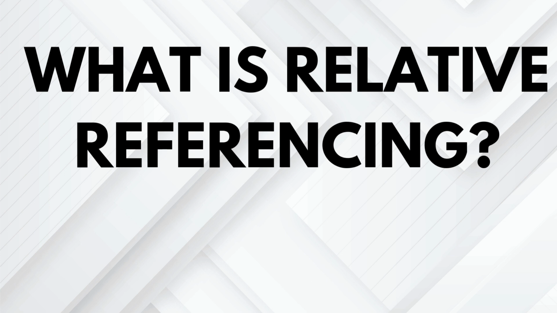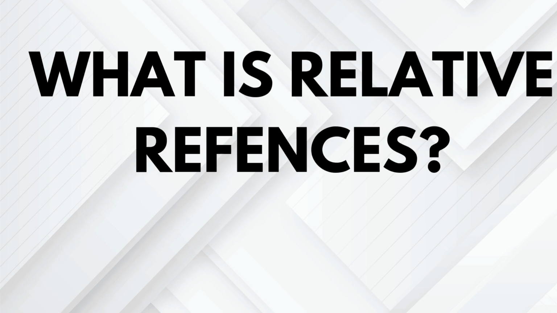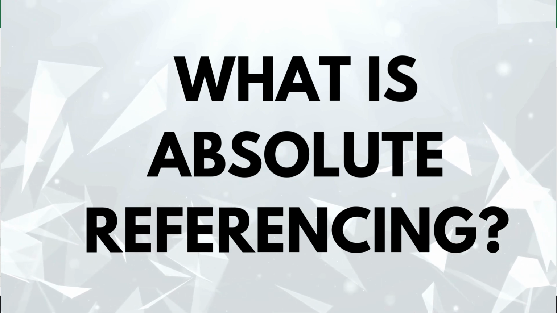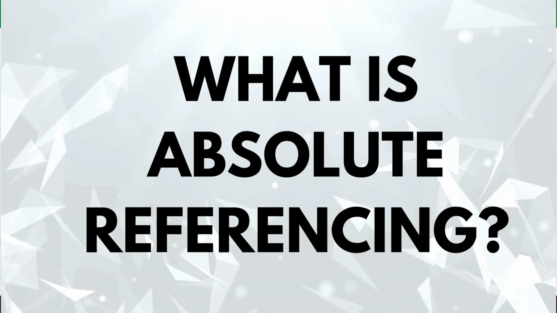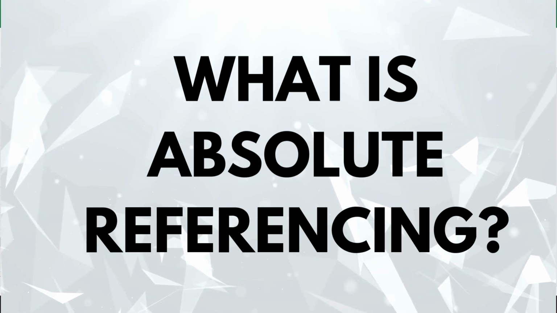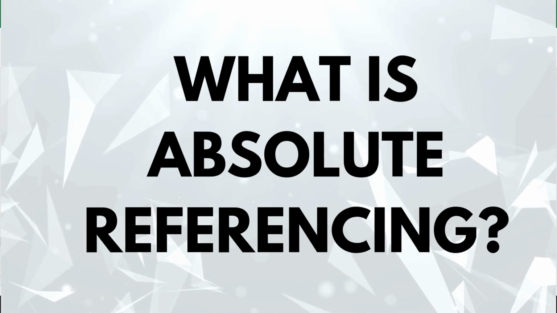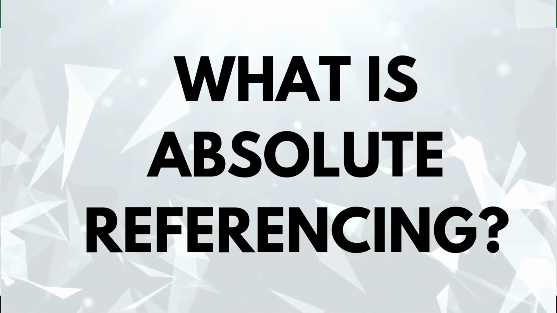I want to state that something relative is something that changes with respect to the changes that follow, while absolute references speak about something that is static, that does not change, or that has a constant value.